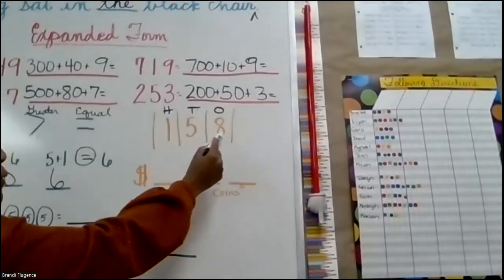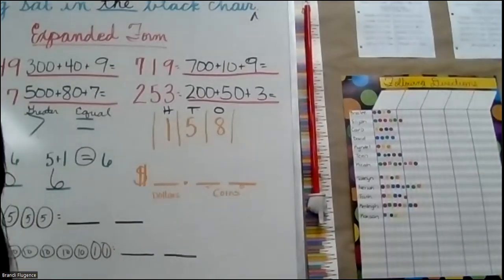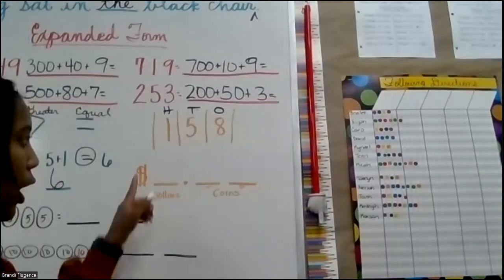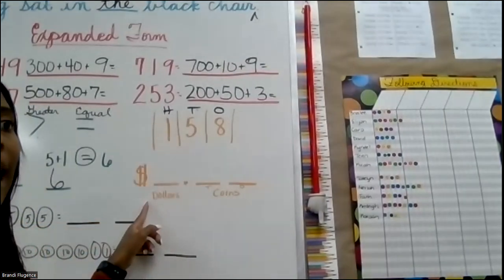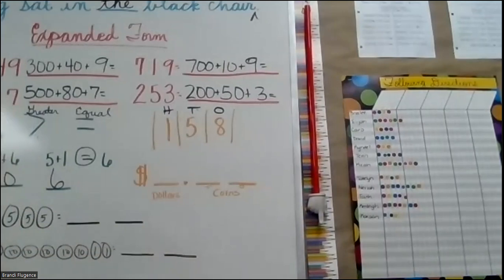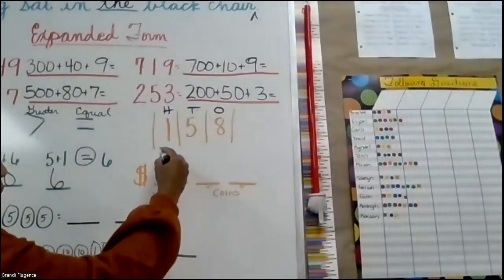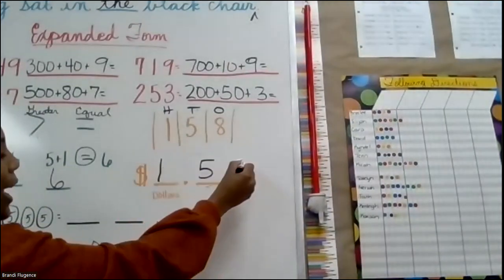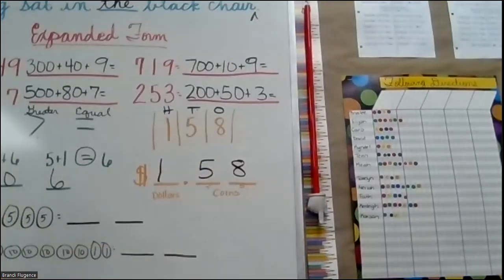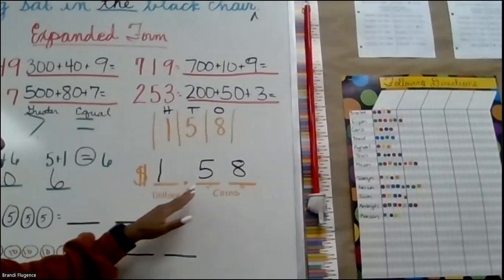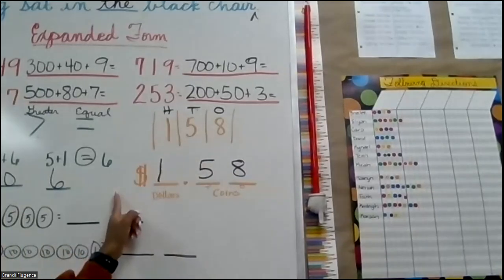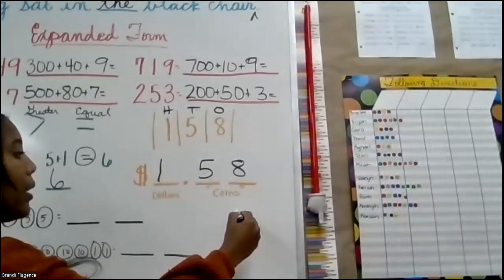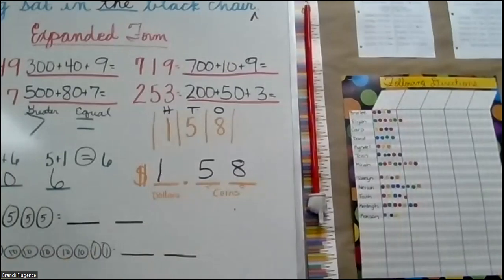So when I have 158, who knows what it will be in dollar amounts? The number 158, what will it be if I translate it to dollars? It will be what? $1.58. See that? It's still 158, but now it's in money form. $1.58. We don't need to put a cent sign because we already have the dollar symbol.